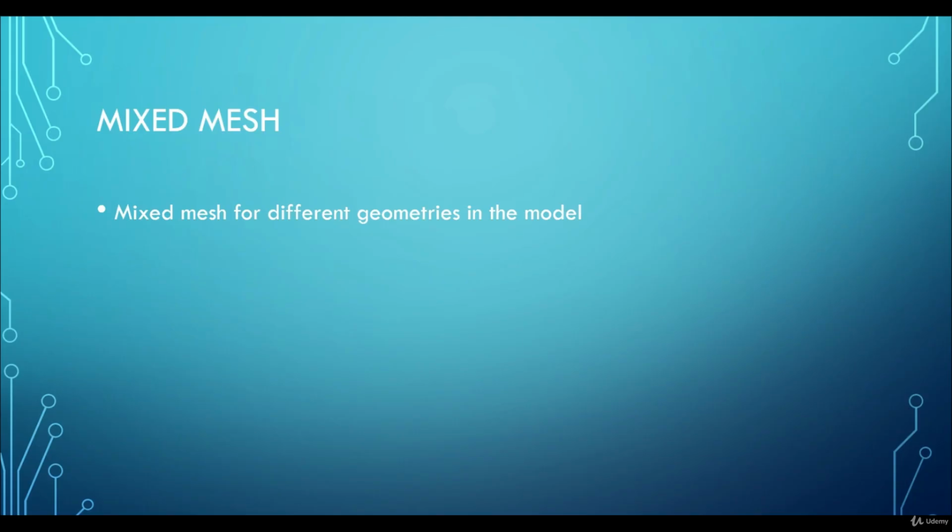Now, why is it important to have different types of mesh? Based on the geometry of the model and the type of the mesh, we can get different results. Depending on the aim of our analysis, we have to choose the appropriate mesh that will get the most accurate results.